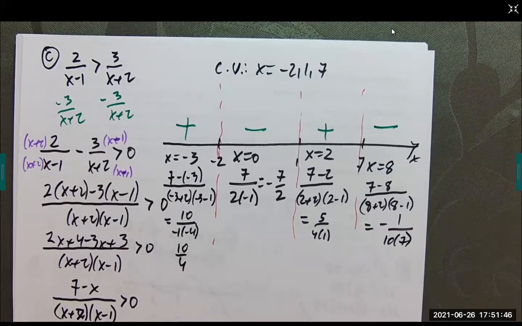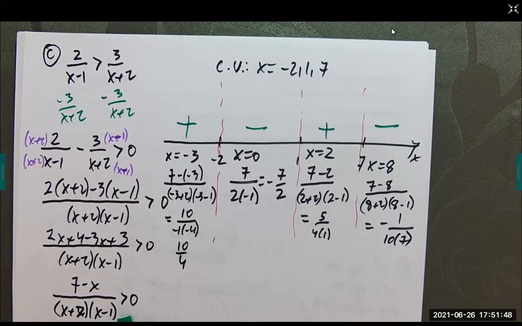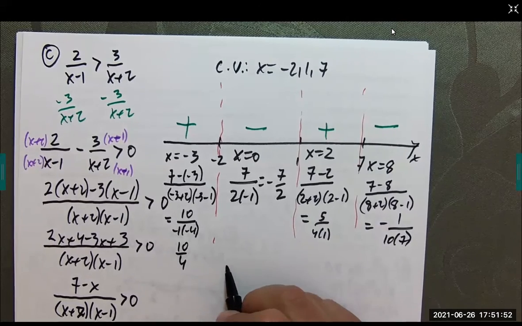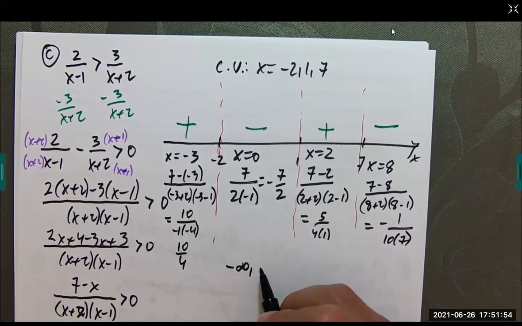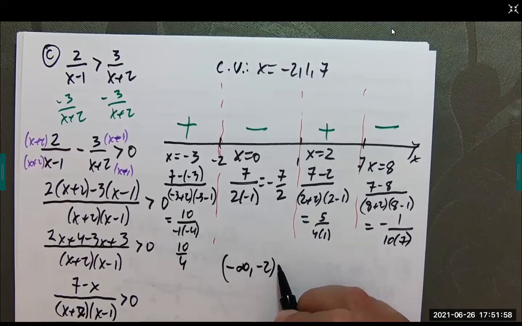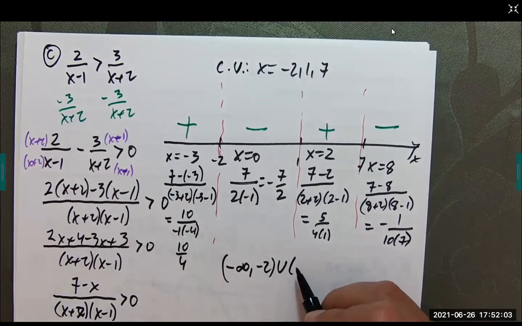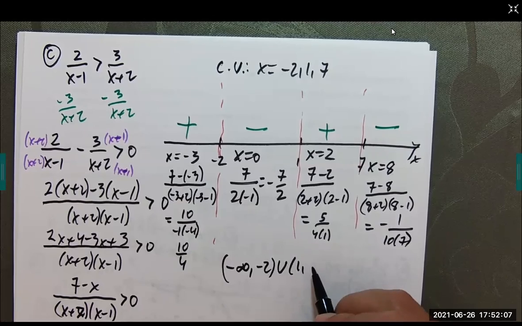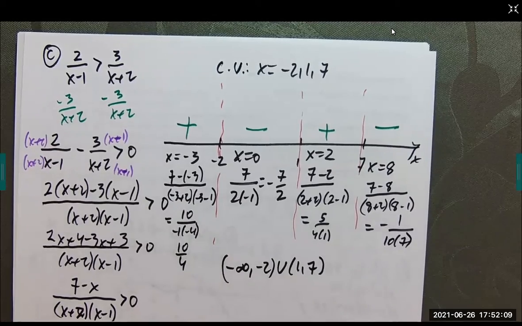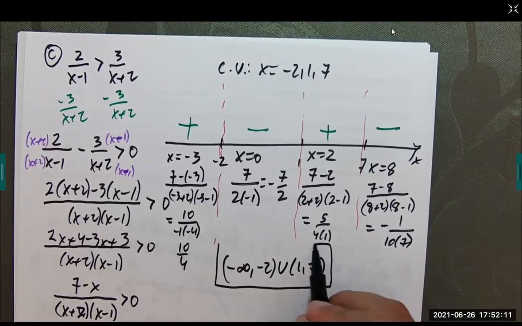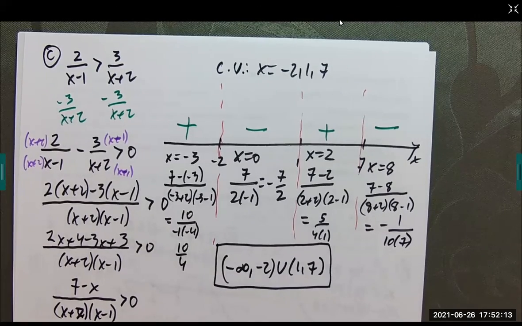They specifically want to know when things are positive, and we're not doing the equals. So positive is going to be -infinity to -2, union with 1, which we can't include. Well, we wouldn't anyway. 1 to 7. That's how you do it.